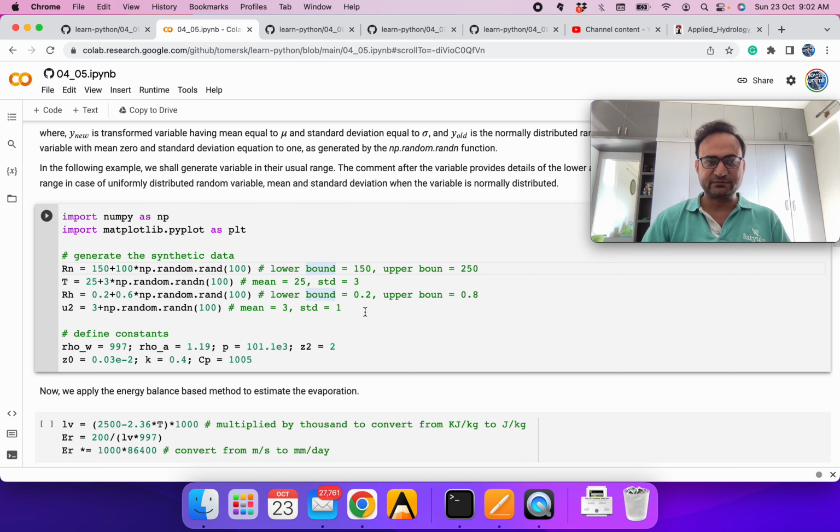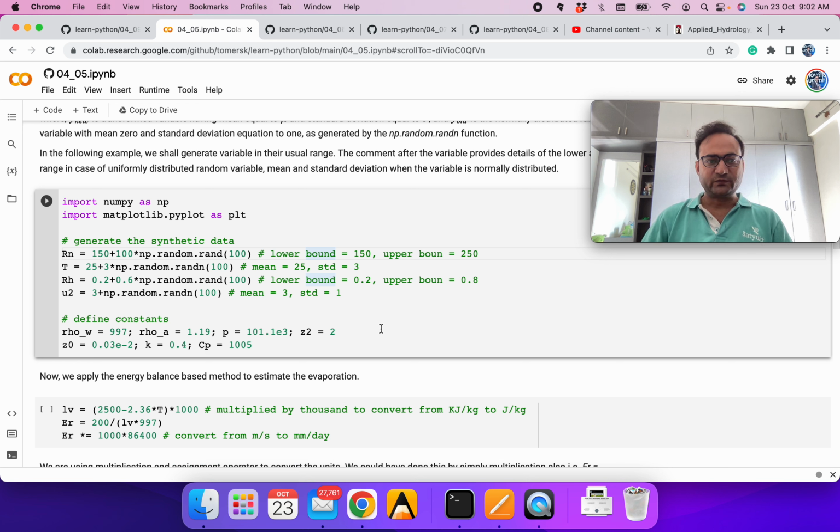So first we'll generate some data. We are generating some value for the net radiation with bounds of 150 and 250. So it can be any value between 150 and 250. How do we define it? We define the minimum of the range, that is 150, plus the difference of the range, that is 100, multiplied by this random number.